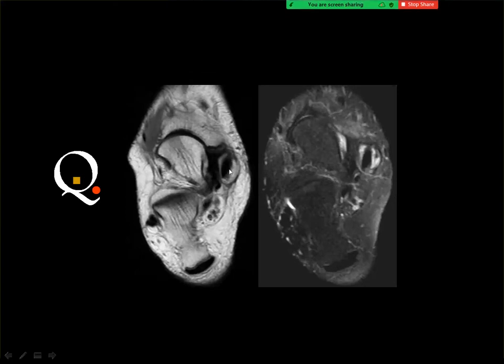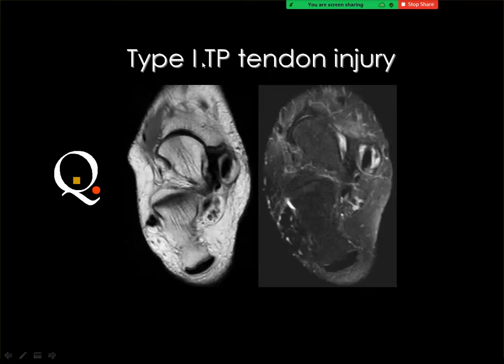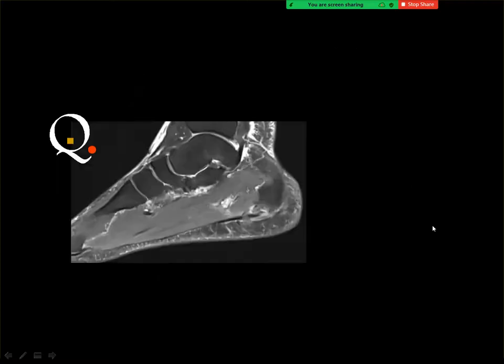And this indicates that you are dealing with type 1 injury of the tibialis posterior when compared to the flexor digitorum and the flexor hallucis longus tendons. Also, the tendon is surrounded by fluid signal indicating tenosynovitis. Then the right answer is type 1 injury of the tibialis posterior tendon with tenosynovitis. This is MRI of the foot.